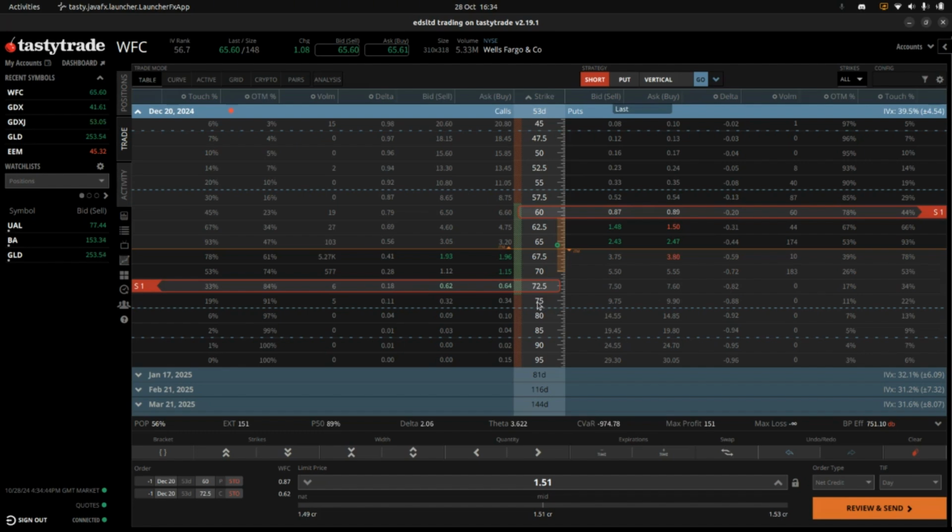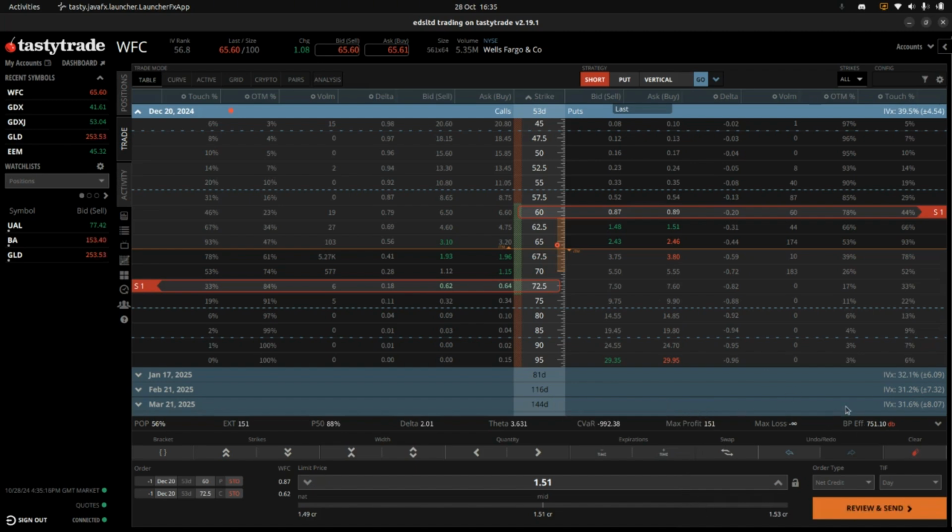And overall, this is going to lead to a 56% probability of profit, which is slightly lower than normal. However, we've got an almost 90% chance of hitting 50% of max profit over the course of the next 53 days at some point. Our broker is going to require $750 in buying power to open this position, and we'll collect $1.51 per share. There's 100 shares per contract, so we'd collect $151 up front.